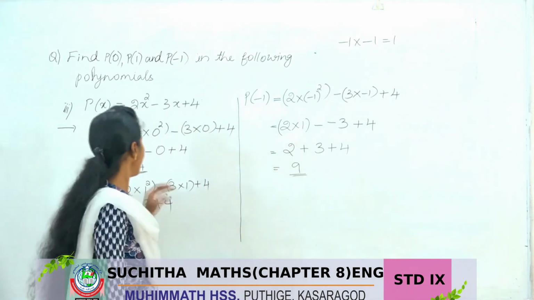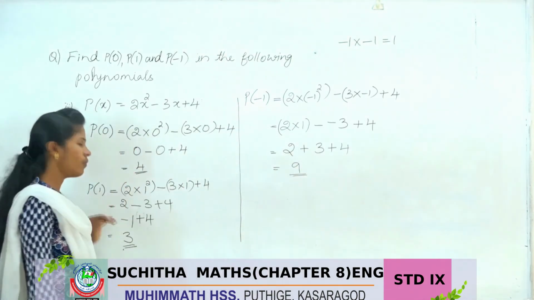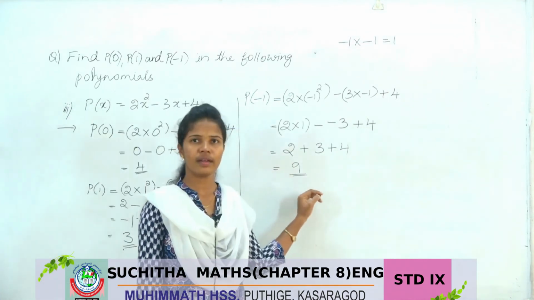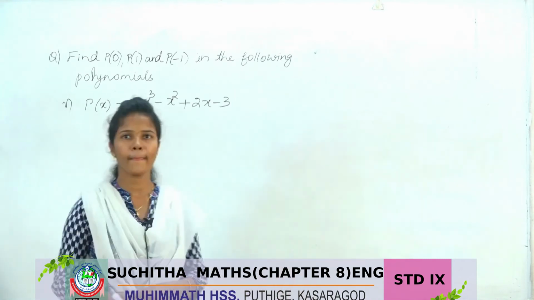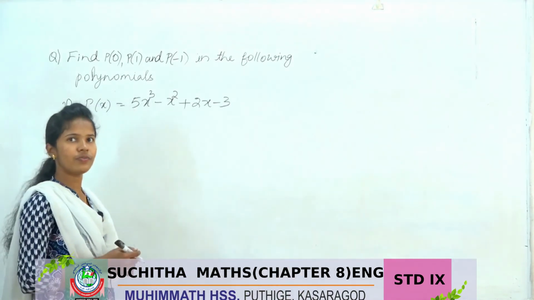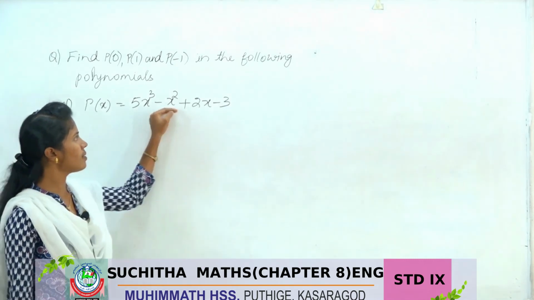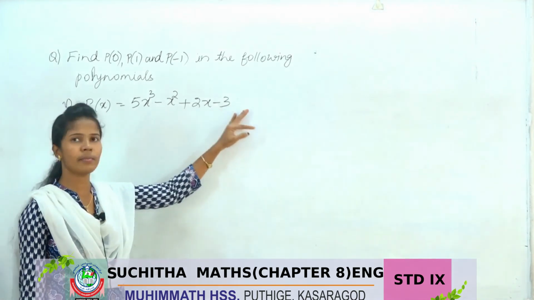Therefore, P of 0 is 4, P of 1 is 3 and P of minus 1 is 9. Understood? Next, sub question 5. P of x equal to 5x cube minus x square plus 2x minus 3.